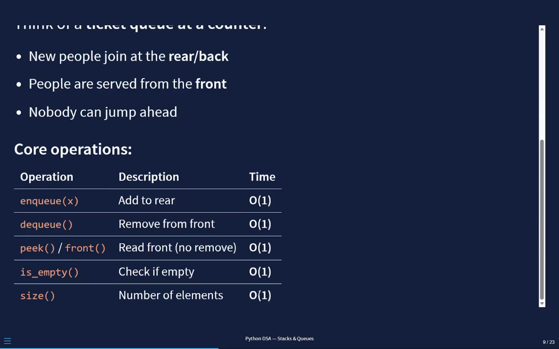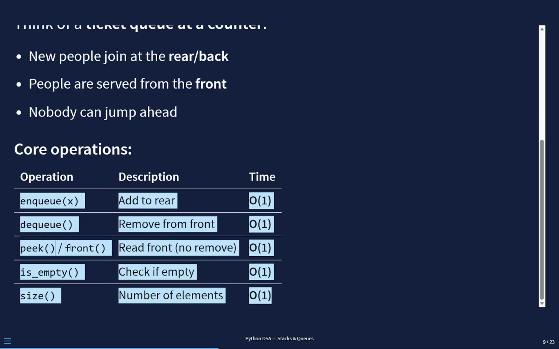Enqueue adds to the rear. Dequeue removes from the front. Peek reads the front element without removing it. Is_empty checks for emptiness. Size returns the count.